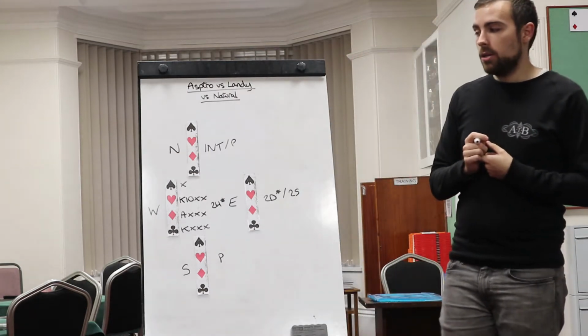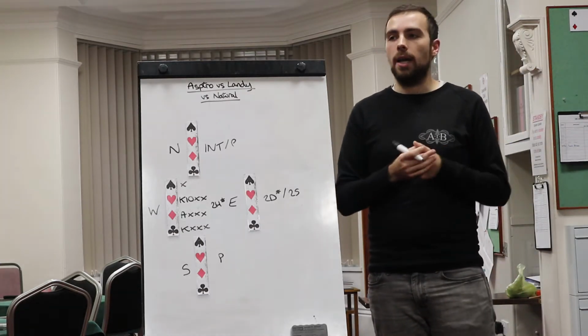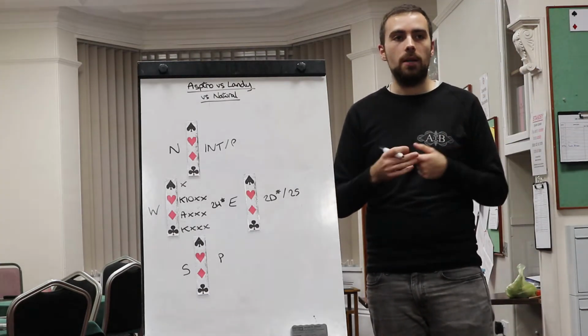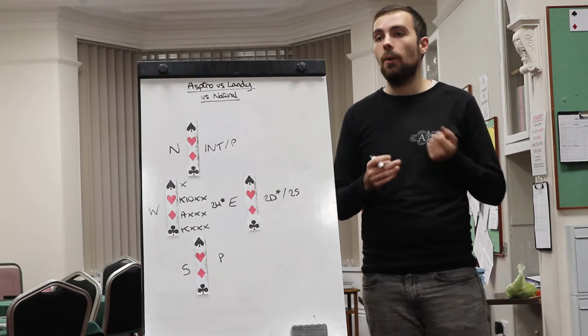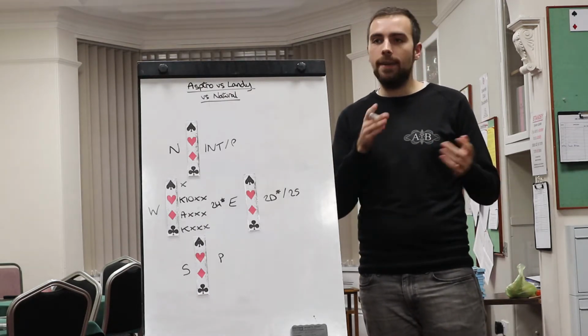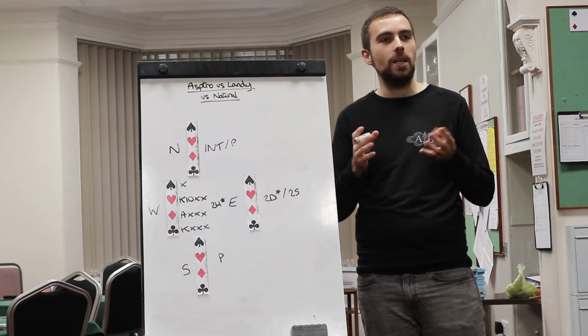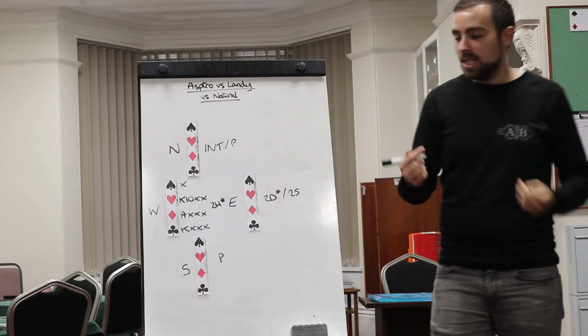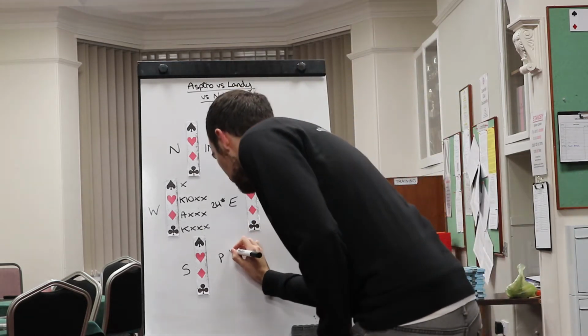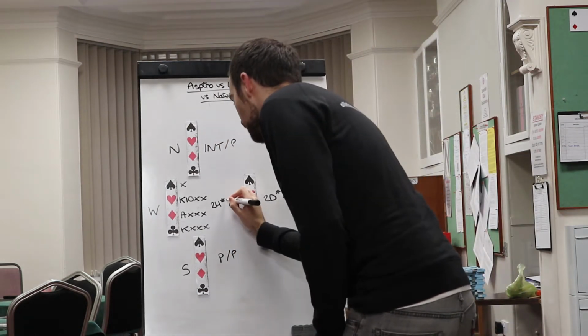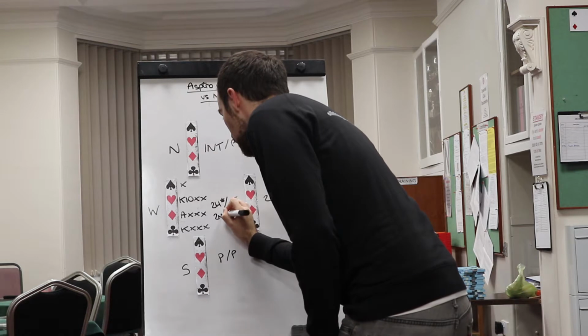So, in theory, we could just shrug our shoulders and go, well, Aspro's not gained us anything, we're going to have to play in a 5-1 fit, tough. However, that would be a bit silly because we know there is a fit somewhere, isn't there? There is a fit, we just don't know where it is. We need their 4-card suit. So if we need their 4-card suit, you relay again. 2 no trumps.